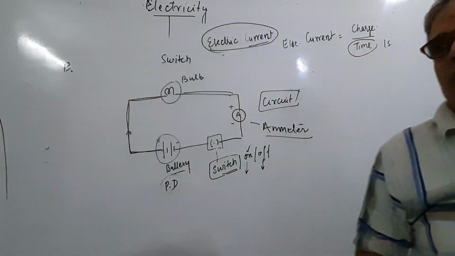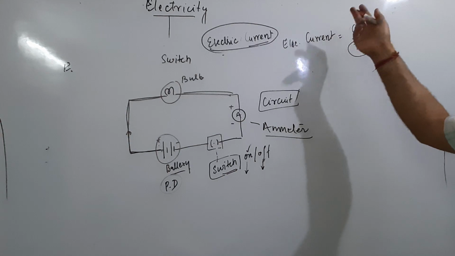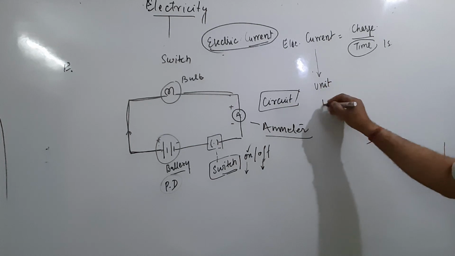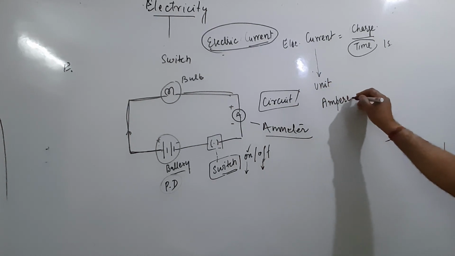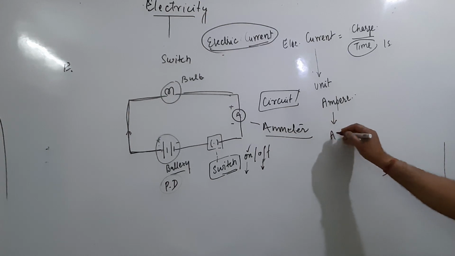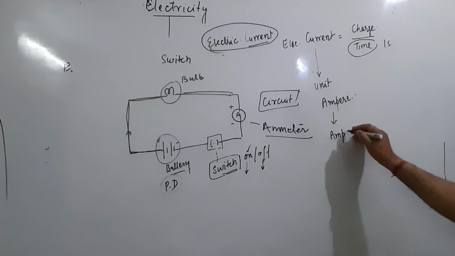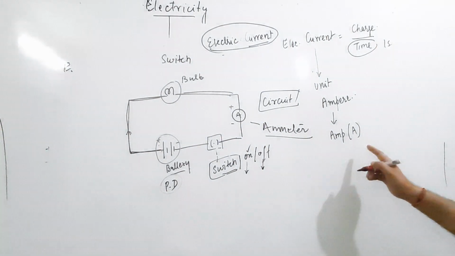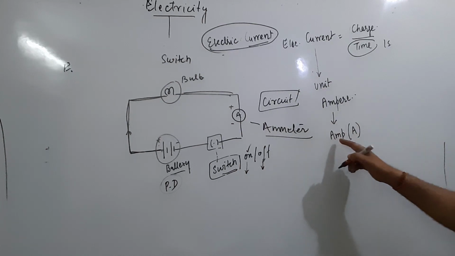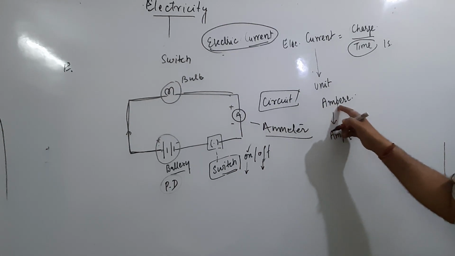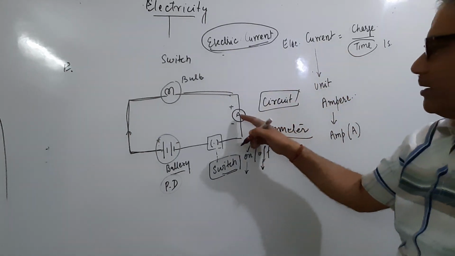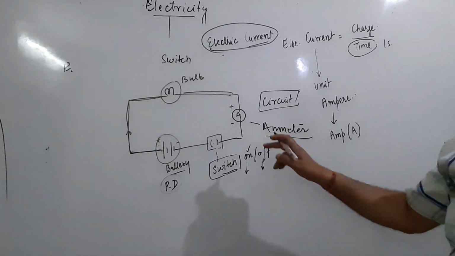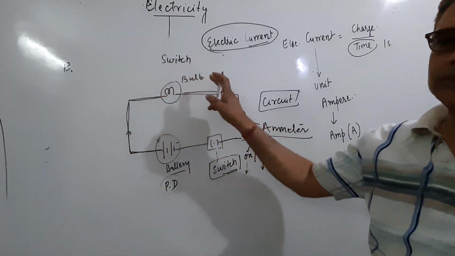And what is the symbol of current? The symbol of current is I, and the unit of current is ampere, which is represented by capital A, generally written as AMP. A is the symbol of ampere, which is the unit of electric current. Here A represents the amount of current flowing in the circuit.